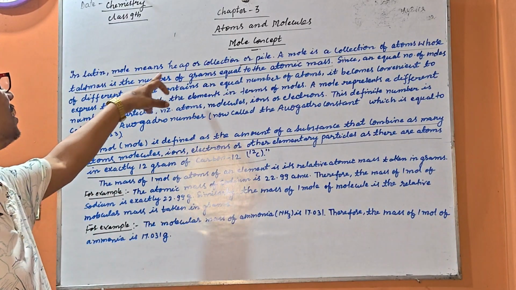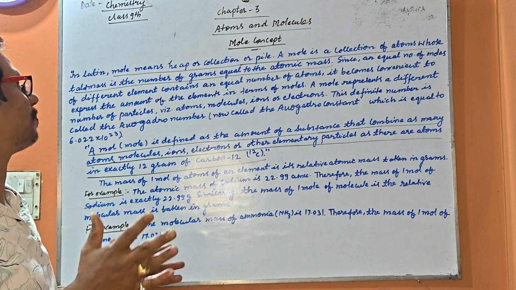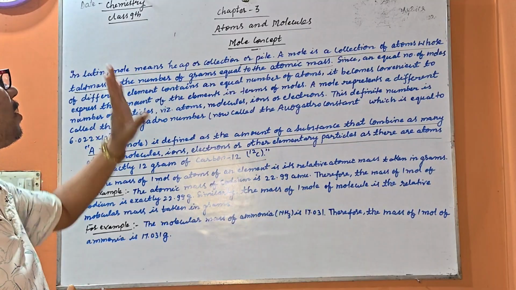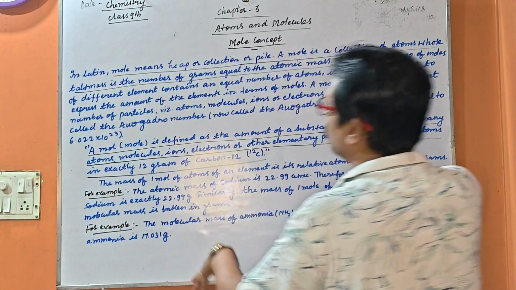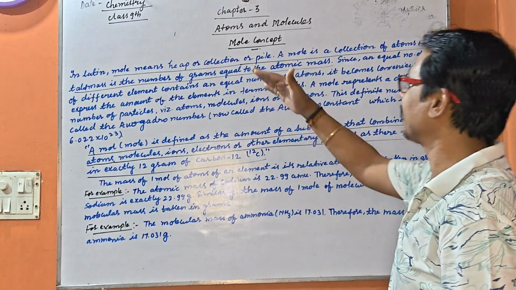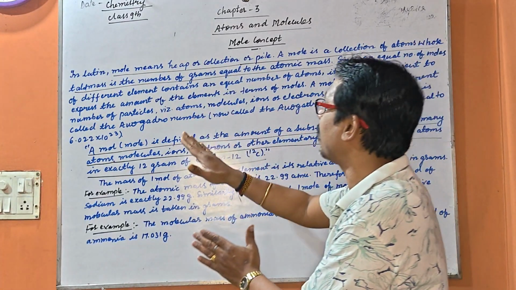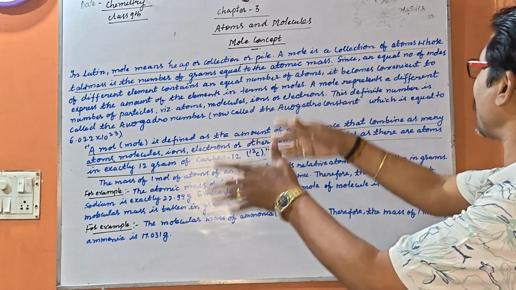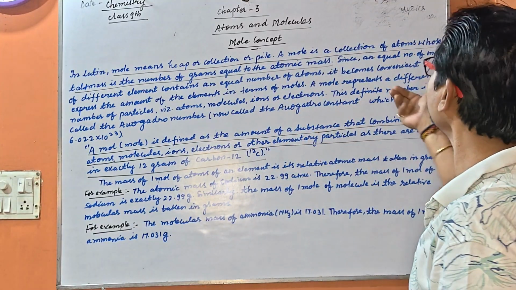In Latin, mole means heap or collection or pile. You all know what a collection, heap or pile is. A mole is a collection of atoms whose total mass is the number of grams equal to the atomic mass. Since an equal number of moles of different elements contains an equal number of atoms, it becomes convenient to express the amount of the element in terms of the mole.